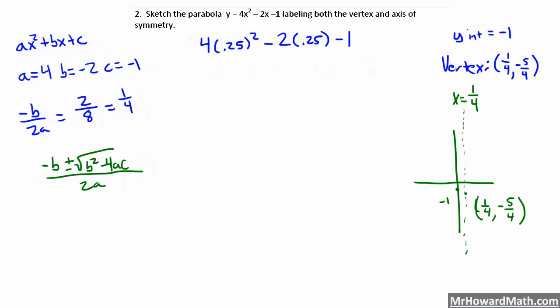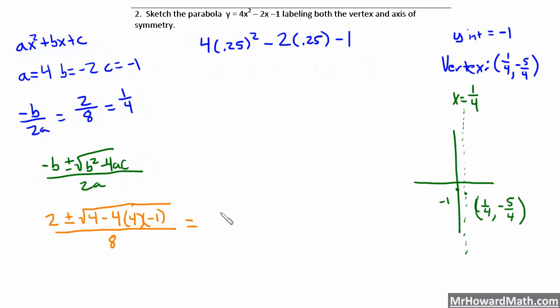So let's fill this in. One root is going to be negative of negative 2, so 2 plus or minus the square root of b squared, so that'd be negative 2 times negative 2, that's 4, minus 4 times a, which is 4, times c, which is negative 1, all over 2a, so 2 times a, 2 times 4 is 8.